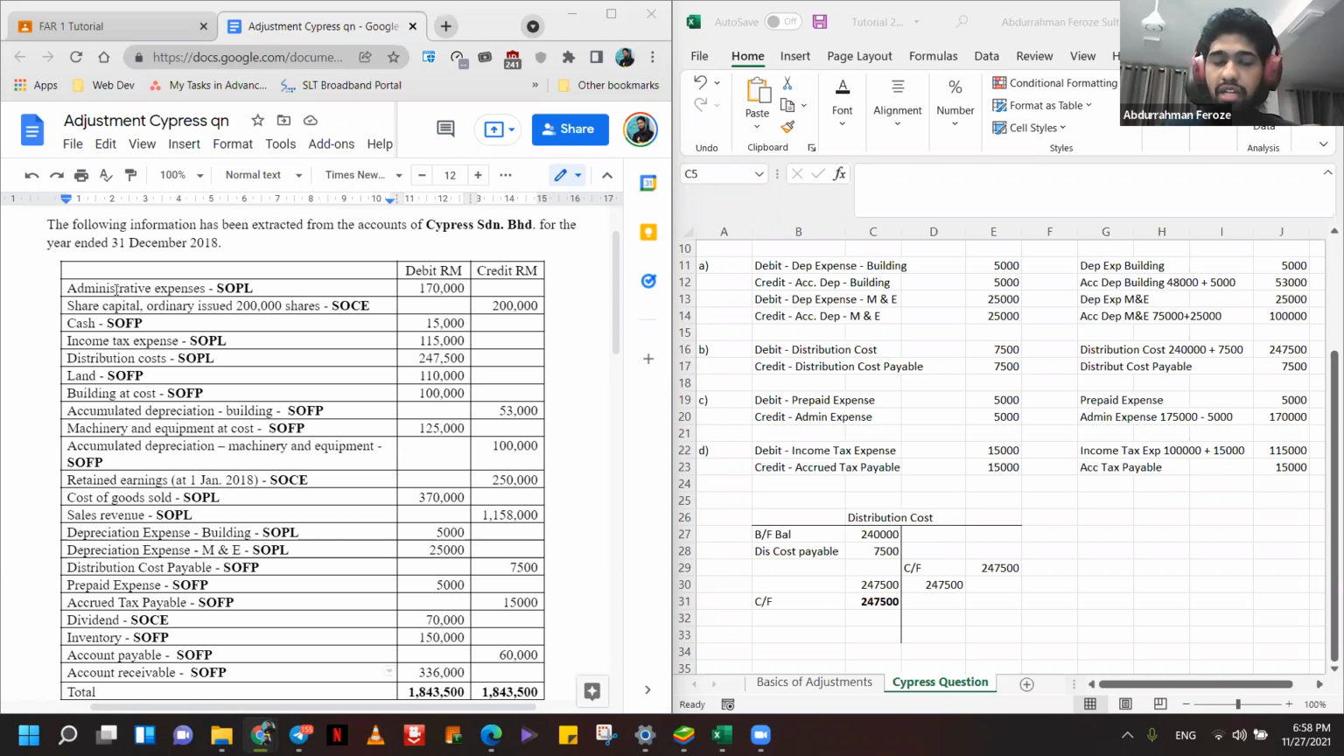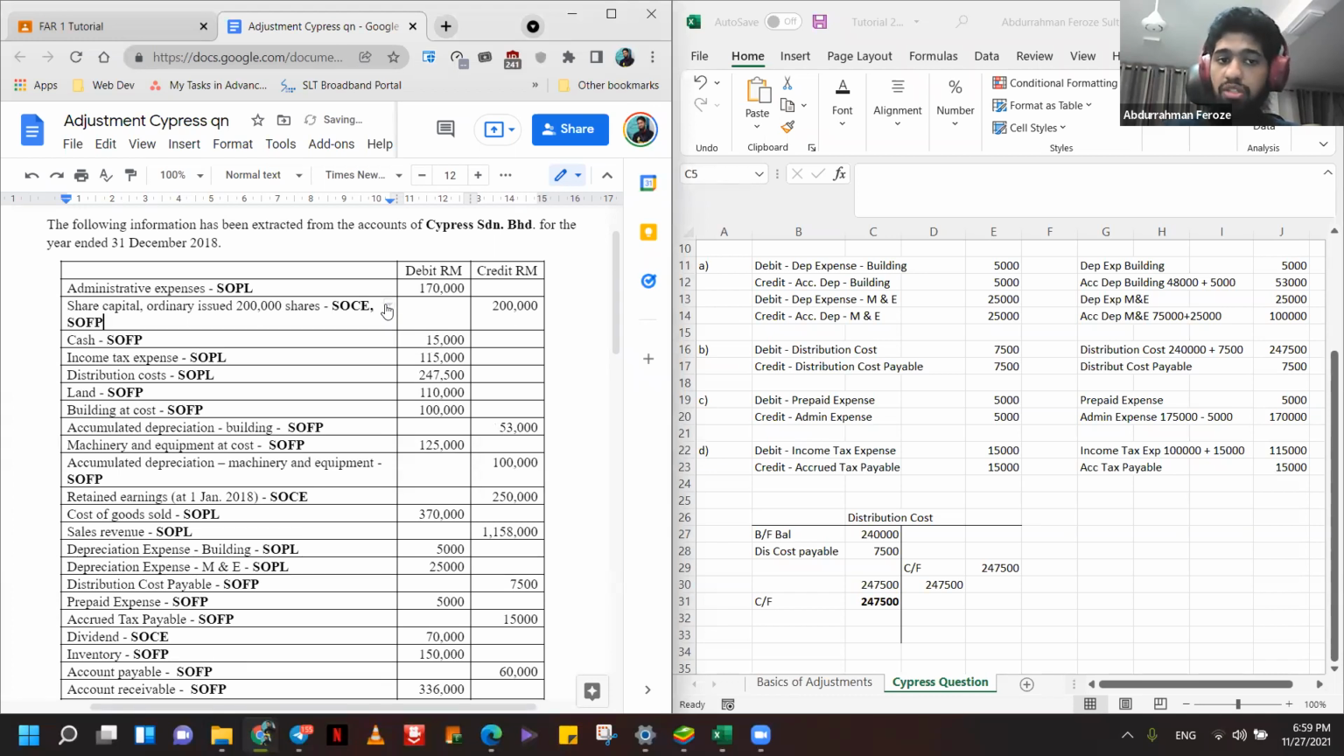So administrative expenses, this is neither an asset nor a liability. That means it cannot go into SOFP. It's an expense. Expenses go into SOPL. Share capital, I made a small mistake here. This will go into both SOCE and SOFP. Cash as well. Cash is not an expense, cash is not income. Cash is just an asset that you have. So this goes into SOFP.